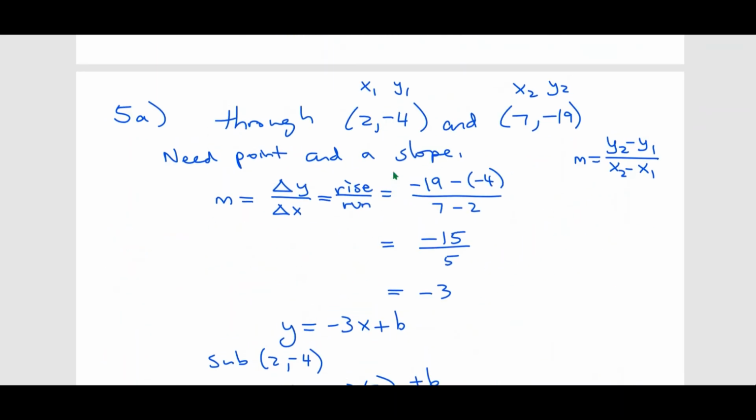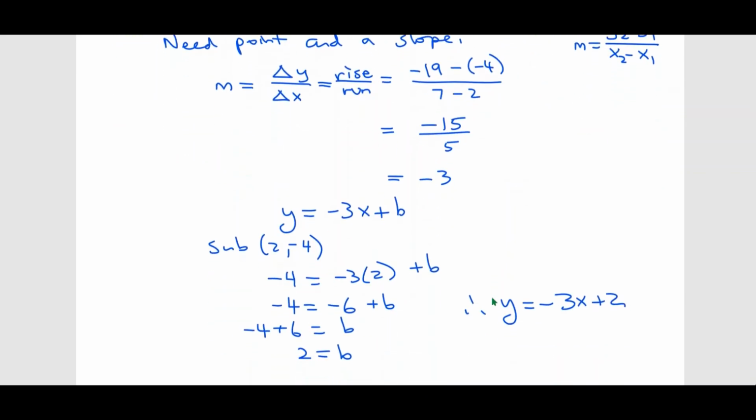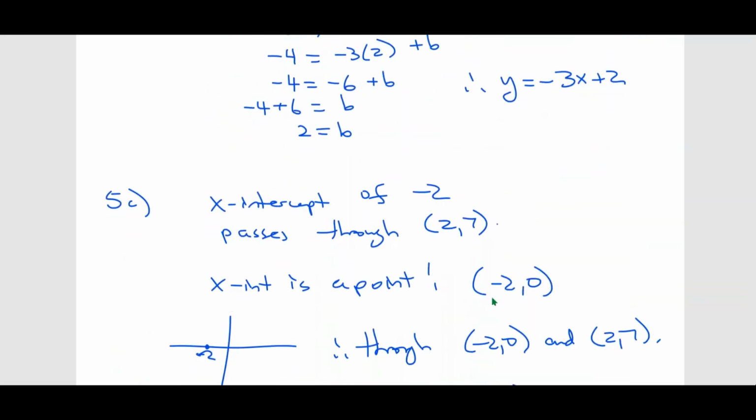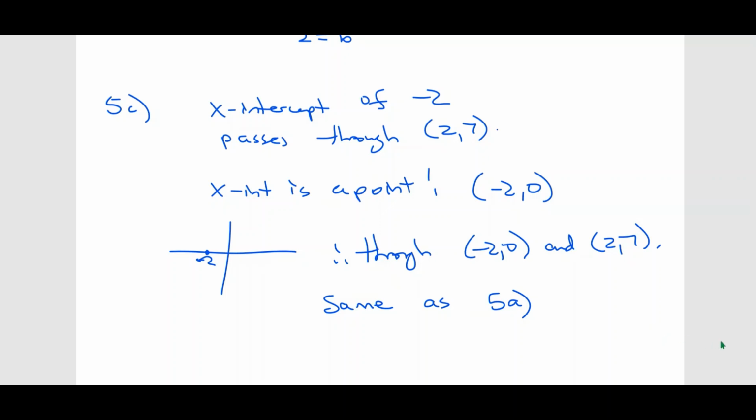So when they give us 2 points, we find the slope between the 2 points, and that gives us our m. We put it into y equals mx plus b, sub one of the points in and solve for the b, and then we have our equation. So it's exactly the same process here, except that instead of giving you the second point, they said it's an x-intercept. That's okay. We know that the x-intercept is a point.